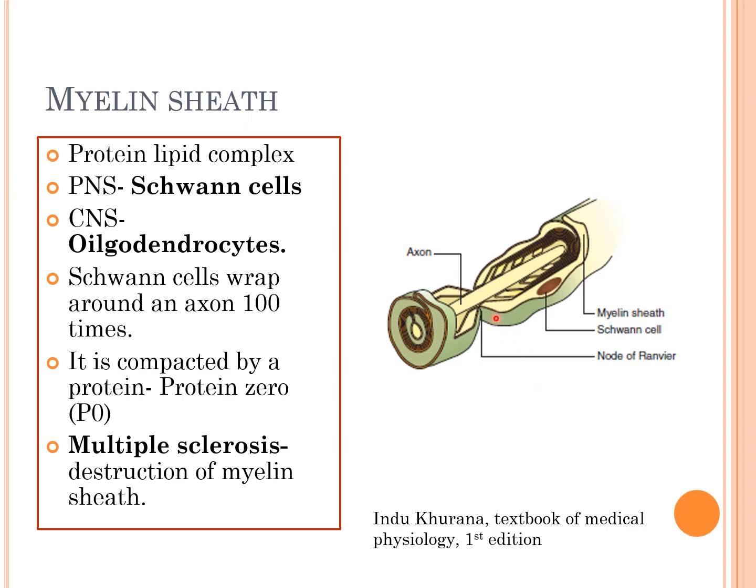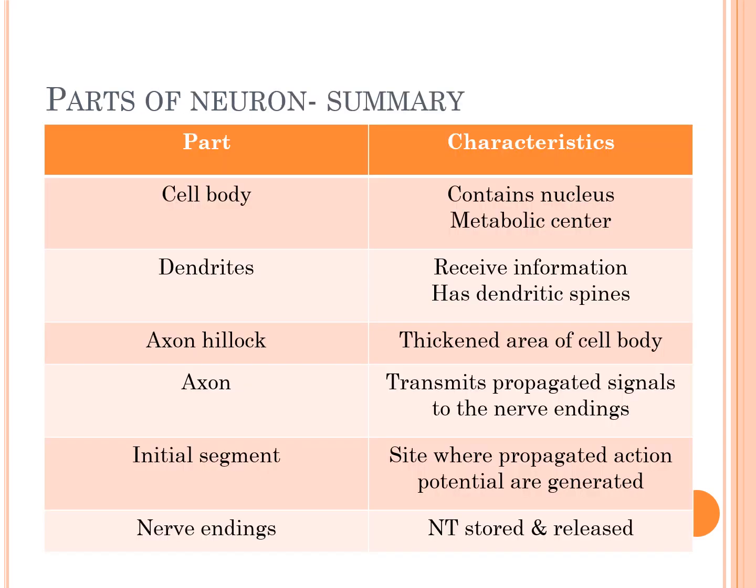And here you can see the node of Ranvier, right? The node of Ranvier is present where there is absence of myelin sheath, and it is about 1 micrometer for every 1 millimeter length of the axon. To know more, myelin sheath is actually a protein lipid complex with more lipids, 80% lipids and only 20% protein. So the protein lipid ratio is 20% protein and 80% lipid.